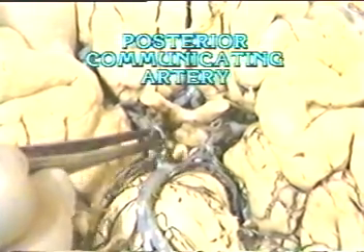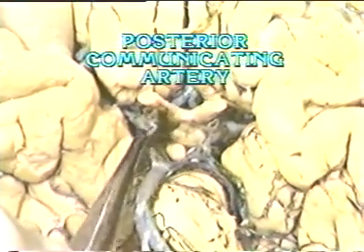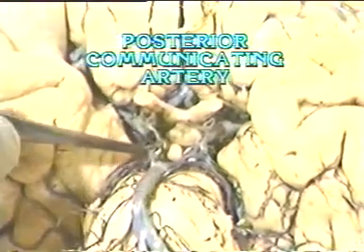Here is the internal carotid artery with its two branches, the anterior cerebral artery here and the middle cerebral artery. There is a unique anastomotic circle on the base of the brain, and it is formed by the two posterior communicating arteries, one on each side here, connecting the posterior cerebral artery with the internal carotid artery. Here it is, posterior communicating artery on that side.